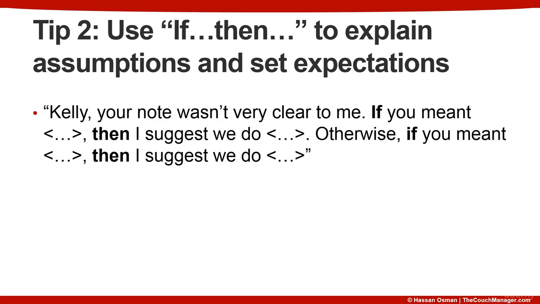The first example is, Kelly, your note wasn't very clear to me. If you meant A, then I suggest we do B. Otherwise, if you meant X, then I suggest we do Y. And I'm just filling in the blanks on A and B and X and Y here in terms of what I'm trying to explain there. And if you notice, I've got a couple of if-then statements, the first one here and then the second one there, so that I set expectations and assumptions with what Kelly was trying to get at in her note.